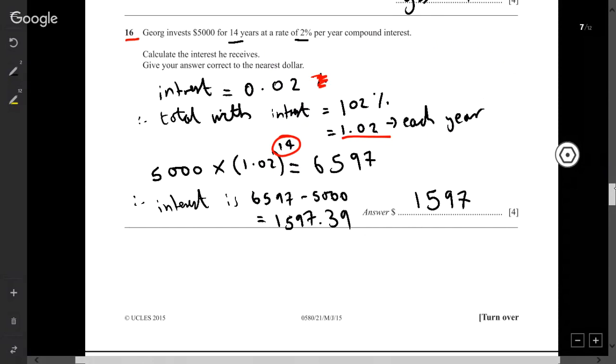6,597. Now they want us just to give them the interest. So the interest is simply this minus the original investment of 5,000, which is 1,597.33, but because they want it to the nearest dollar, we're simply just going to round that. We can see that the decimal just carries away, and it's $1,597.